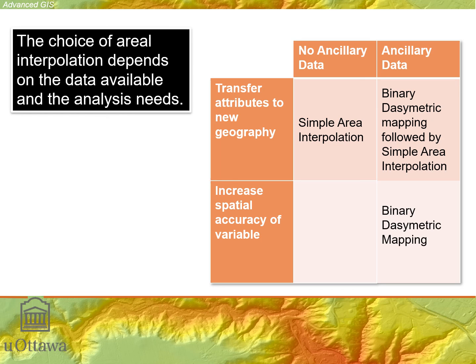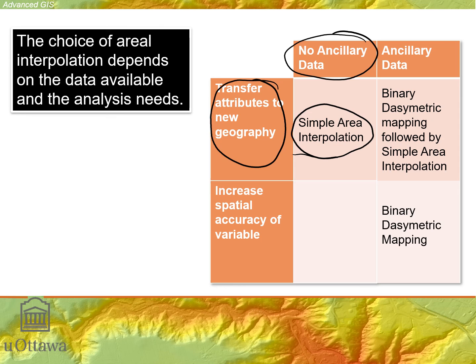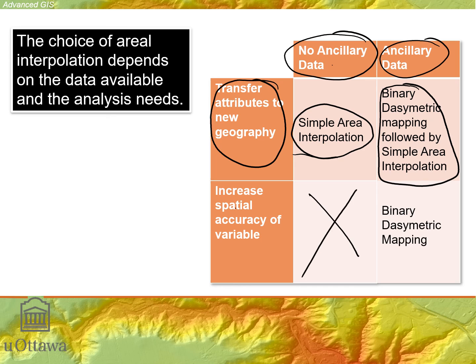The choice of areal interpolation depends a lot on the data available and the analysis needs. For example, if you have no ancillary data, but you need to transfer attributes to new geography, then simple or basic area interpolation is your choice. If you have ancillary data, then binary Dasymetric map is your choice. You have no ancillary data, but you want to increase the spatial accuracy. Well, you can't, right? Because you have no ancillary data, so there's nothing in that one. If you want to increase spatial accuracy of a variable and you have ancillary data, then binary Dasymetric mapping again. So you could look at it that way as well.